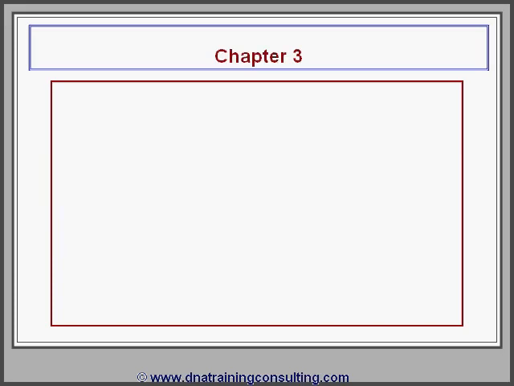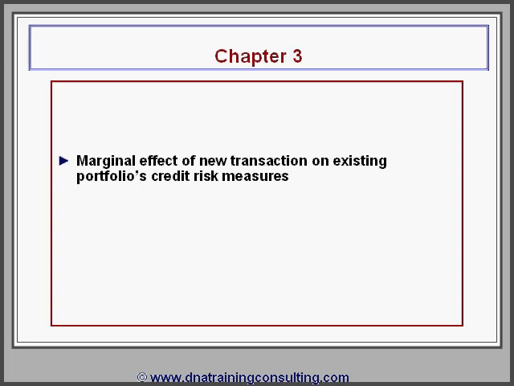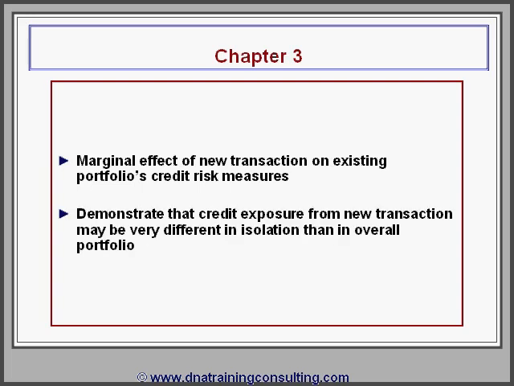This Chapter 3 examines the impact of adding a new transaction to an existing portfolio's credit profile. It will demonstrate that the credit exposure from the new transaction, considered in isolation, may be quite different and often substantially larger than when it is aggregated with an existing portfolio.